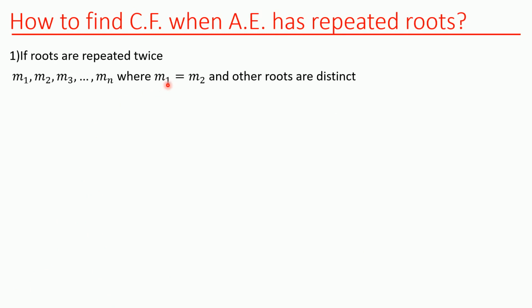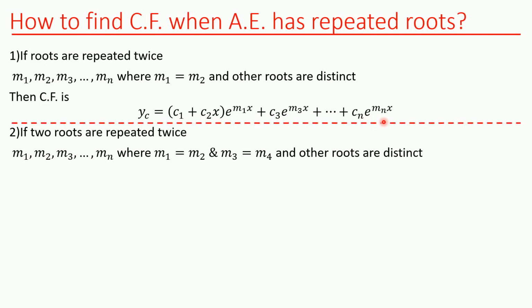suppose here m1 and m2 are equal, that means m1 is repeated 2 times and all other roots are distinct. In that case, the complementary function is yc equal to c1 plus c2x, into e raised to m1x, plus c3 e raised to m3x and so on up to cn e raised to mnx. This is when one root is repeated twice.